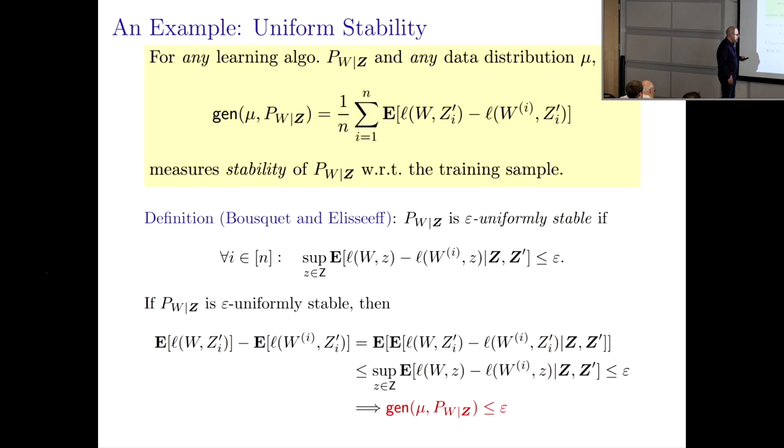Here, there's still an expectation because the algorithm may use some coin flips in order to determine which W to use. So we do average over the internal randomness of the algorithm. Well, let's see the consequence of this.